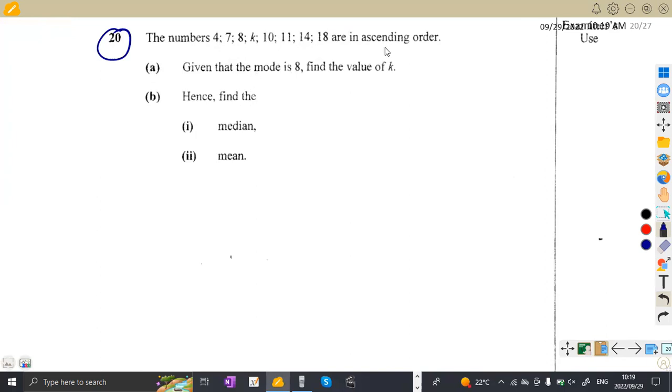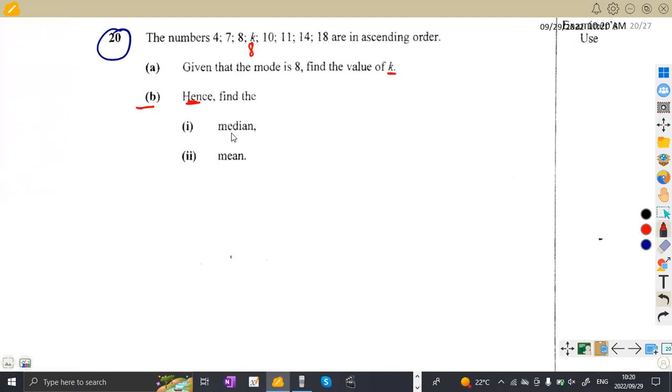We are given the numbers here which are in ascending order, which means they are already increasing from 4 up to the maximum. Given that the mode is 8, find the value of K. If the mode is 8, it means we are supposed to have the more number of 8, and we only have 1 eight. So definitely our K is going to be 8 because the mode has to be the one with the highest number, which is appearing the most. Then B, hence, we continue from this K that we have added to say this is your 8.